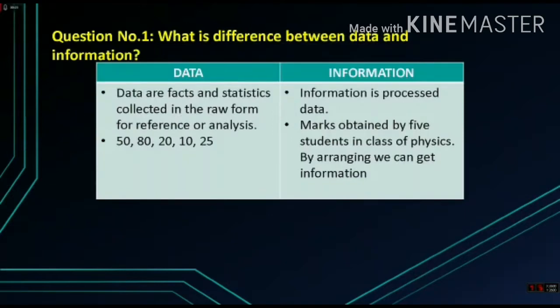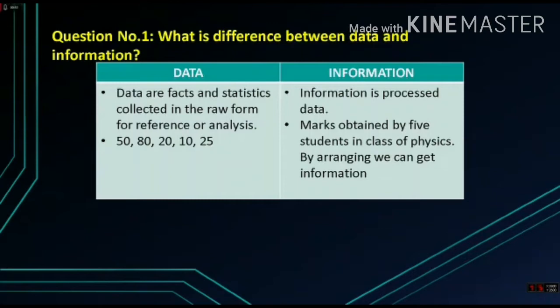Data are facts and statistics collected in the raw form for reference or analysis. For example, these are a few numbers: 50, 80, 20, 10, 25. This is raw information, it has no meaning. But when it is converted into information, it should be processed. So information is processed data.